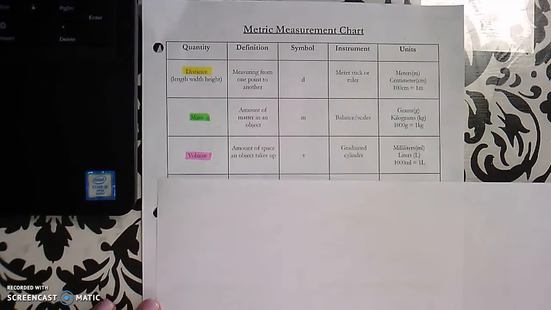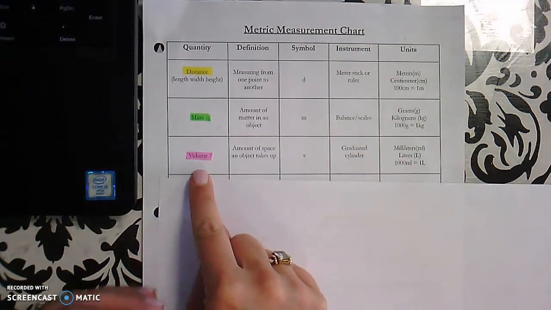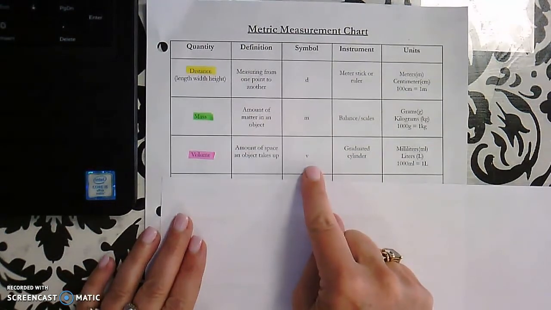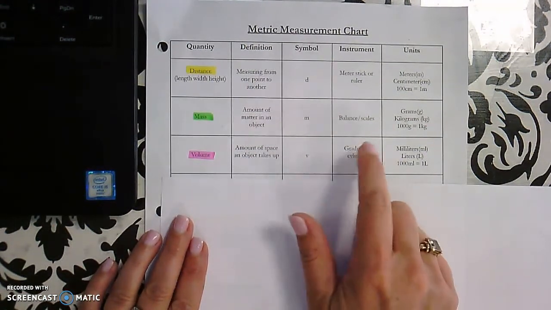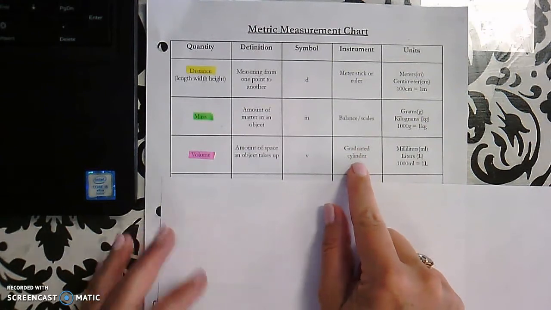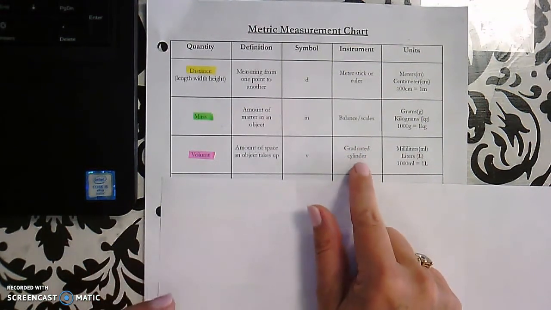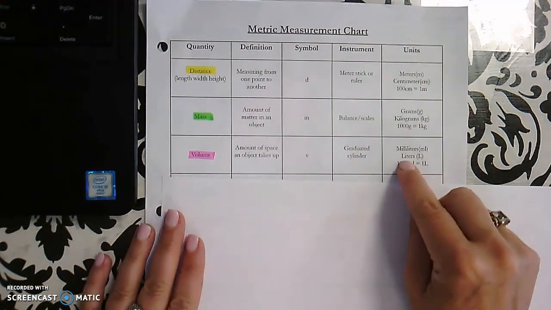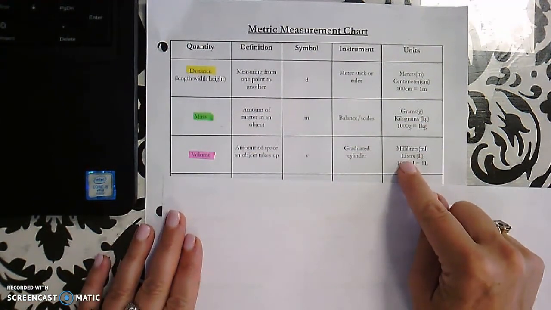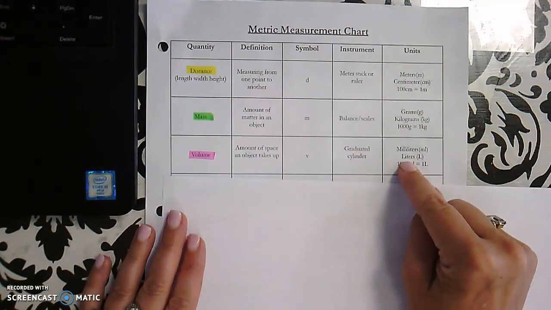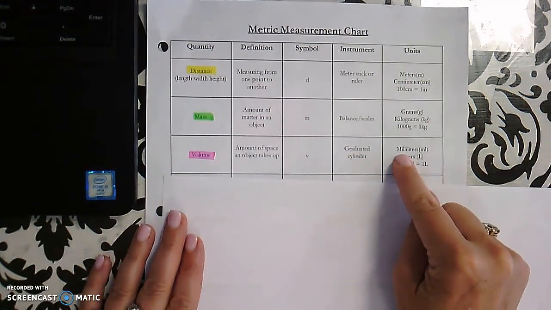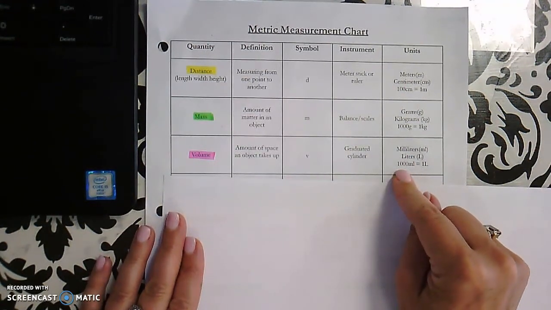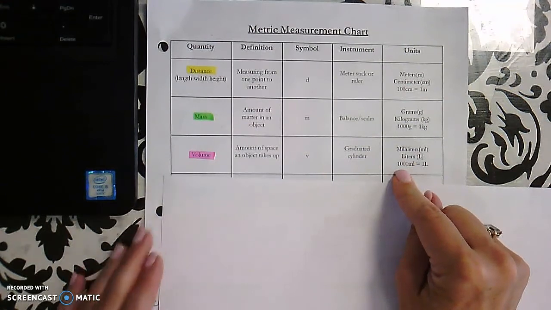Okay, next we have volume, and we're going to do a lot with volume. Volume is the amount of space that an object takes up. The symbol is a lowercase v. We can use a graduated cylinder to measure volume. We can also use a ruler and a mathematical formula for volume. The base unit for volume is going to be liters, but that's a pretty big amount. So for our purposes, we are going to use milliliters for volume. Keep in mind that 1,000 milliliters equal 1 liter.